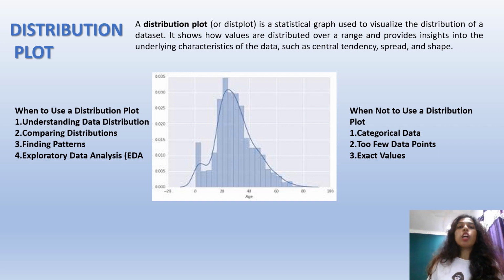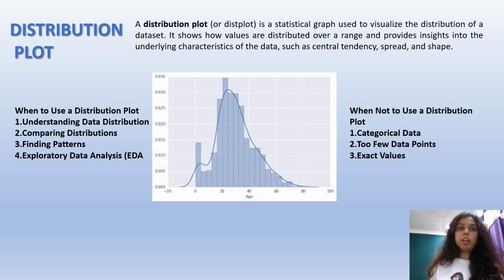Let's see when not to use a distribution plot. Distribution plots are designed for continuous numerical data. For categorical data, other visualizations like bar charts are more appropriate. With a very small dataset, a distribution plot might not provide meaningful insights, as it will have too little information to reveal patterns or distribution characteristics. If the goal is to display exact data values or counts in specific categories, use a histogram or a bar chart instead.